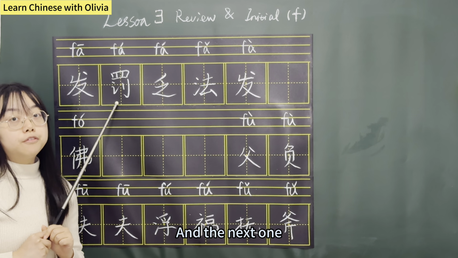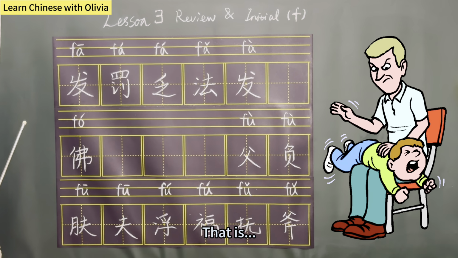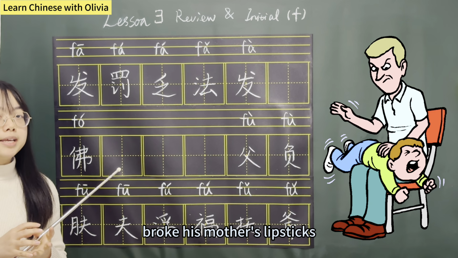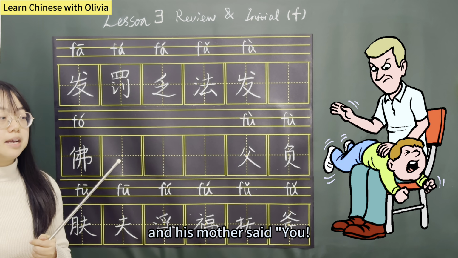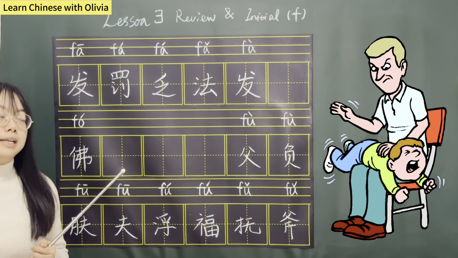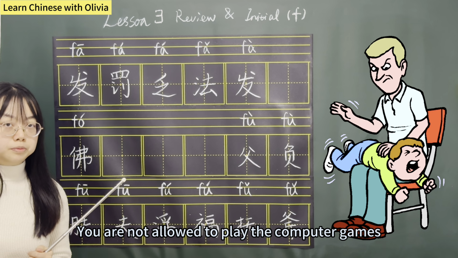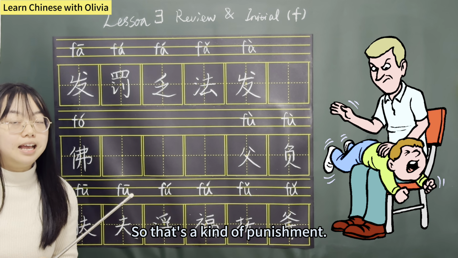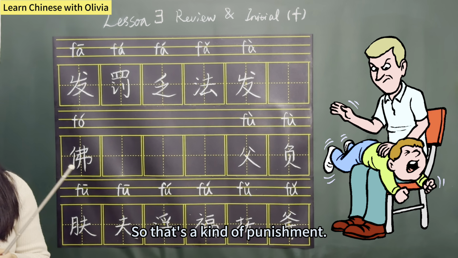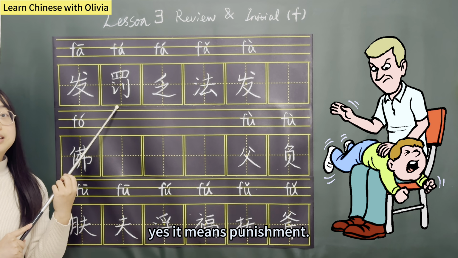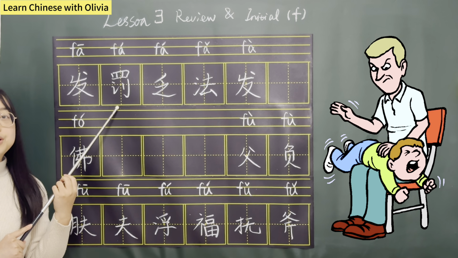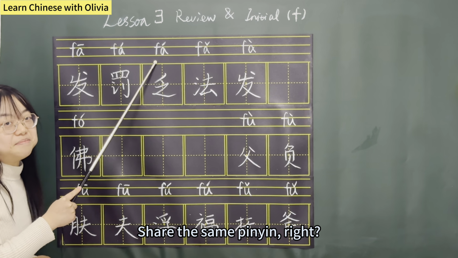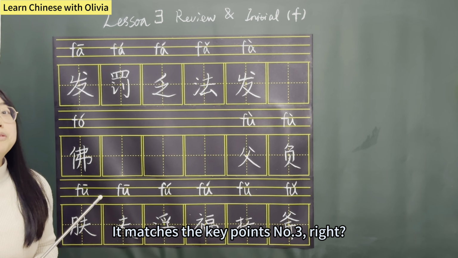And the next one, fa, that is just like imagine one situation. The boy broke his mother's lipsticks, and his mother said, you are not allowed to play the computer games for at least 3 days. So that's a kind of punishment. So yes, 罚 means punishment. 惩罚, 罚. Share the same pinyin, right? So it matches the key points, right?